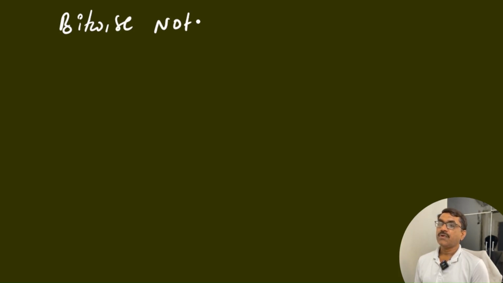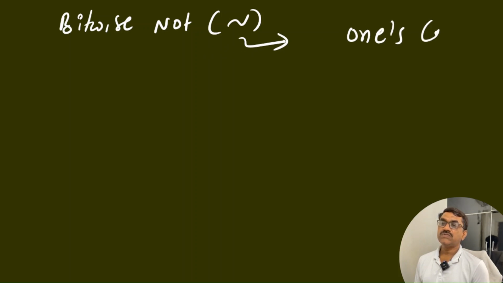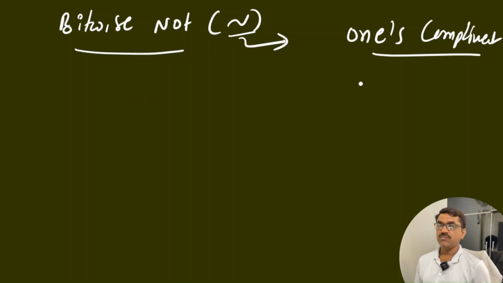Now we are going to see the next bitwise operator called bitwise NOT. It is represented by the tilde symbol. Actually, the meaning of this bitwise NOT is called ones complement. We call it ones complement. Now, what is it going to do? What is the result we are going to obtain when you apply the operator bitwise NOT, or we can say ones complement? Let us take one example.